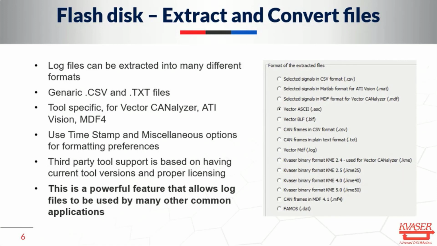This is the powerful screen I mentioned earlier. When you select to extract and convert files, this menu comes up, and you can select one of the many different formats to extract and convert files from. You can create, as examples, generic CSV or .txt files. You can create specific formats for ATI Vision, MDF4 formats, CANalyzer formats for Vector, things like that.